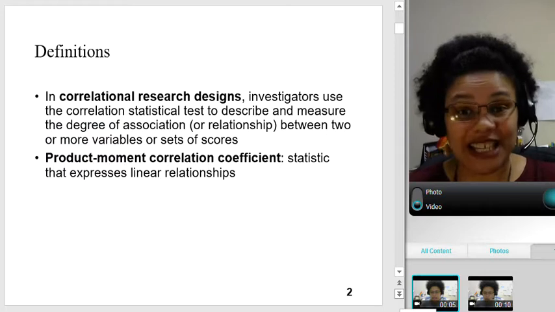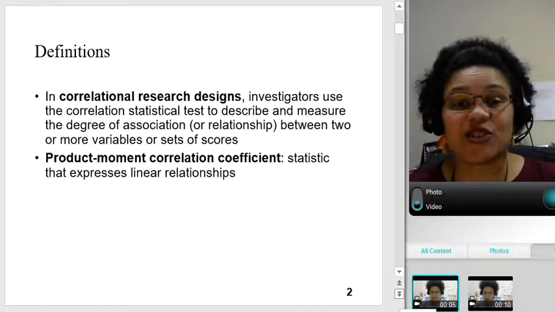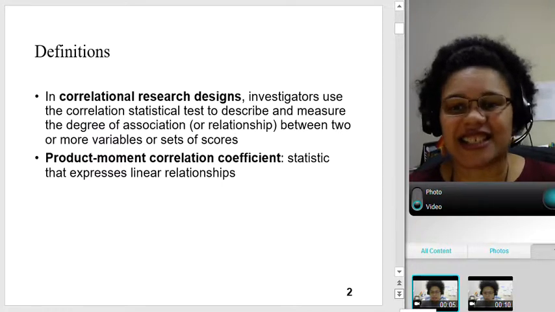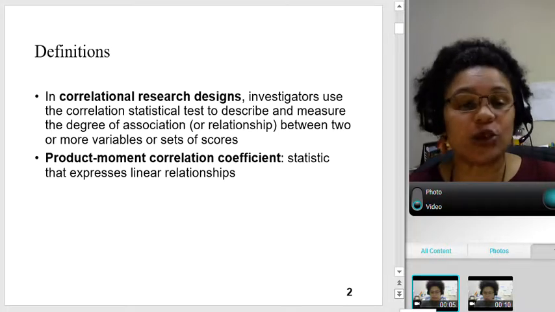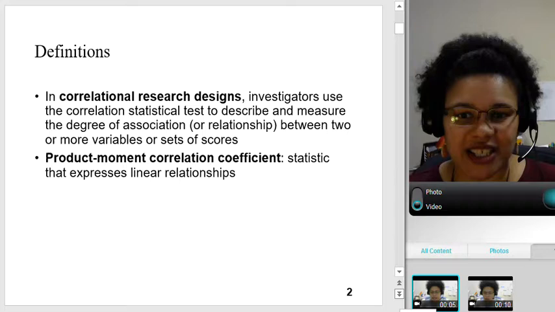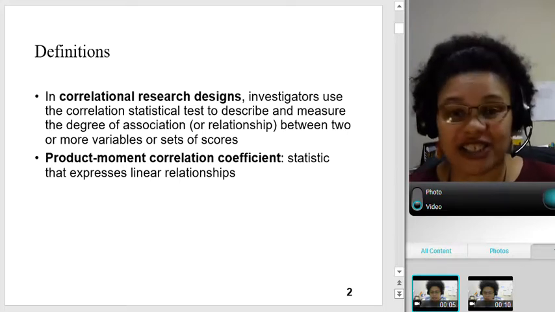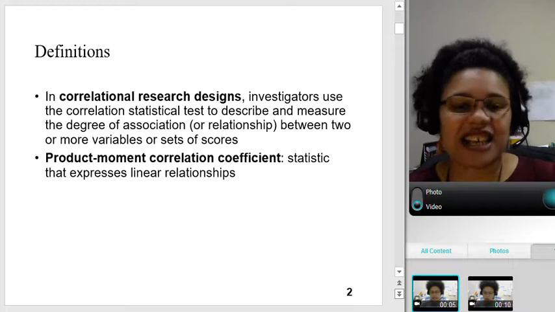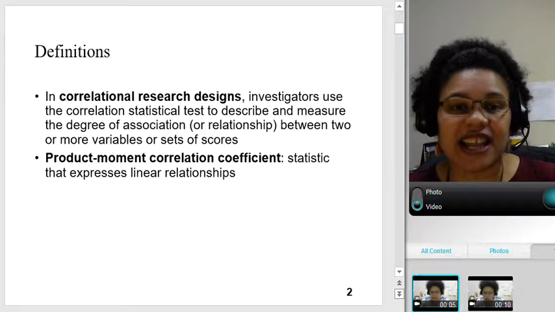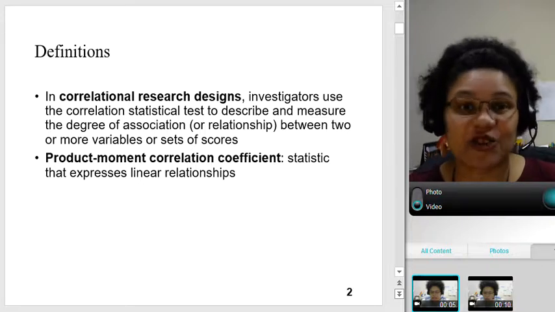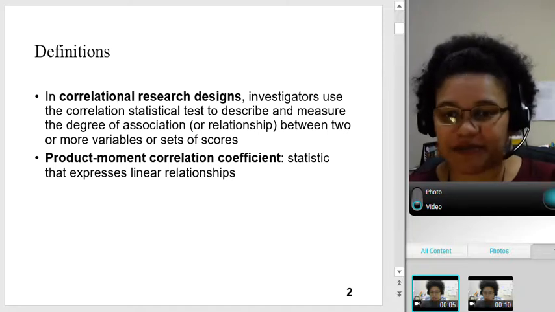So, a couple of definitions. In correlational research designs, investigators use the correlation statistical test to describe and measure the degree of association or relationship between two or more variables or sets of scores. The most common correlational statistic is the product moment correlation, and it's a statistic that is used when there's a linear relationship between two variables.